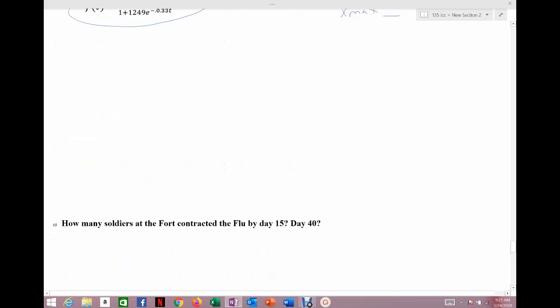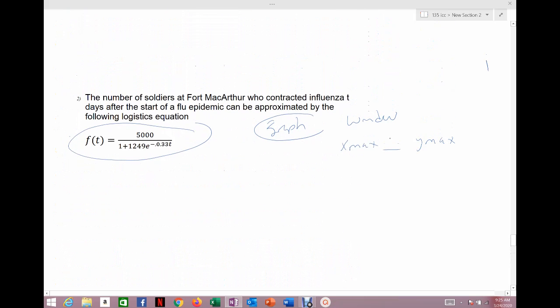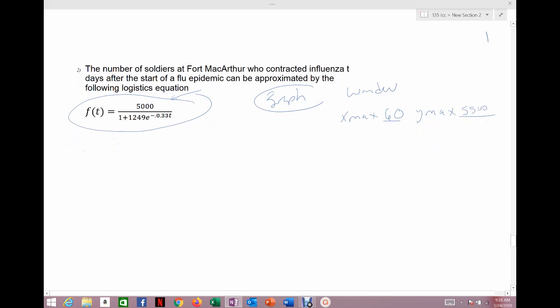Alright, so I know I need to at least go beyond 40. So I'll probably go to make sure I can see what's going on. I'll probably go to at least 60. Alright. Then my y maximum again has to do with the total we expect, which is the top number here, the 5,000. So I need to make sure I go to at least 5,000. So I'll probably go 5,500. Alright, when I go to graph that. So that's what I'm going to change my window to.